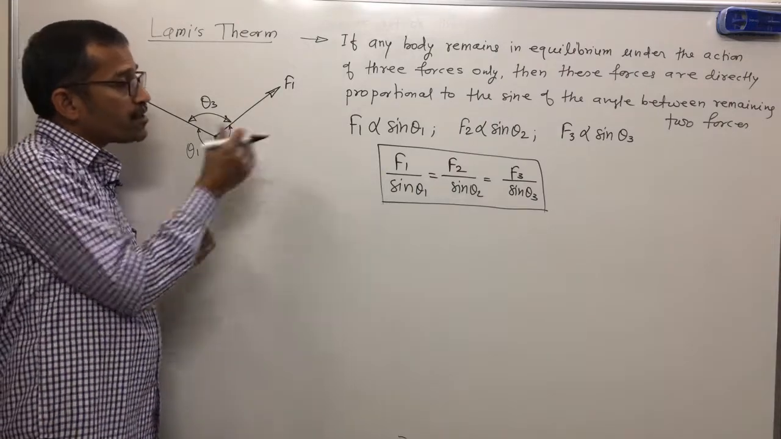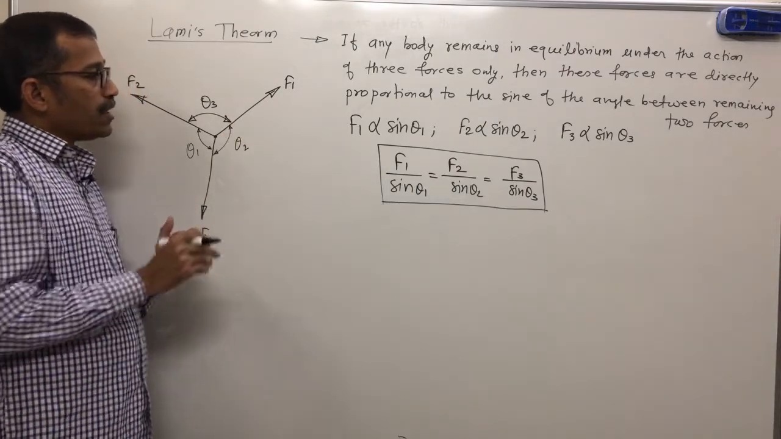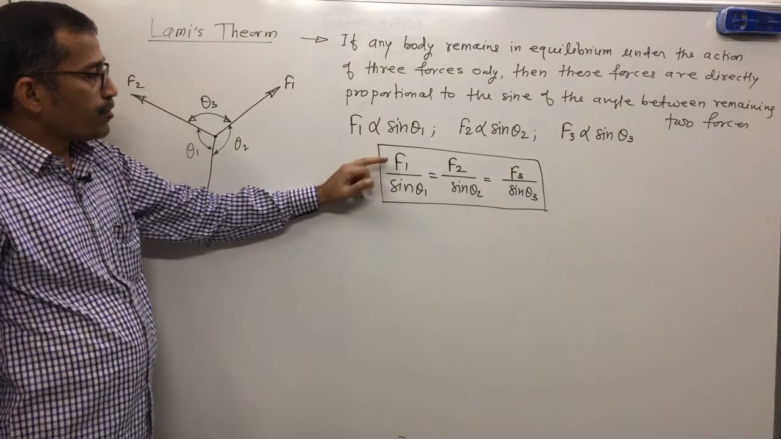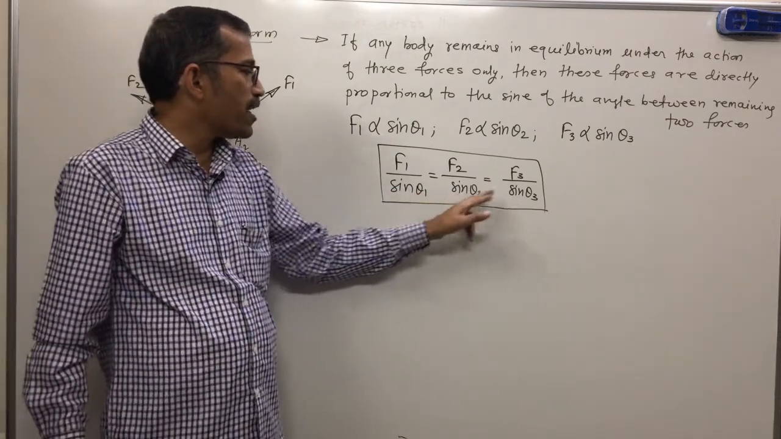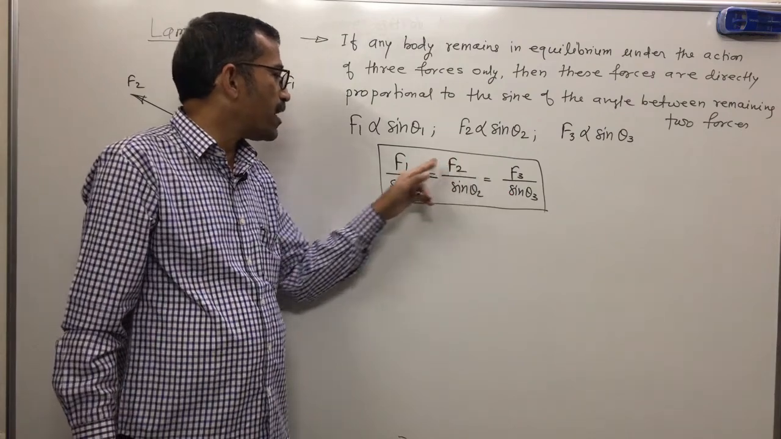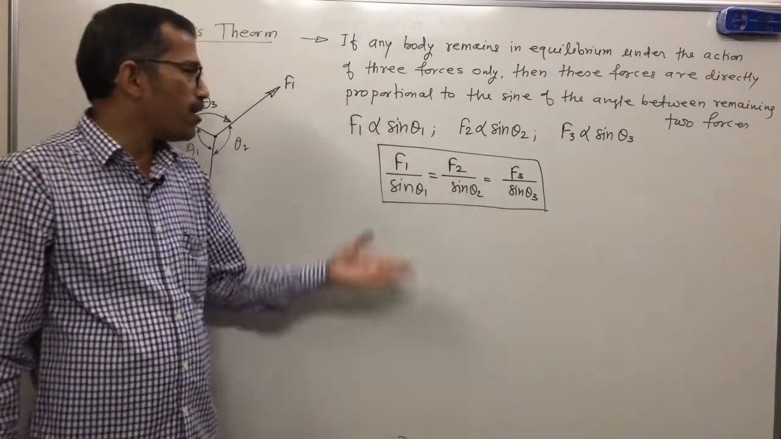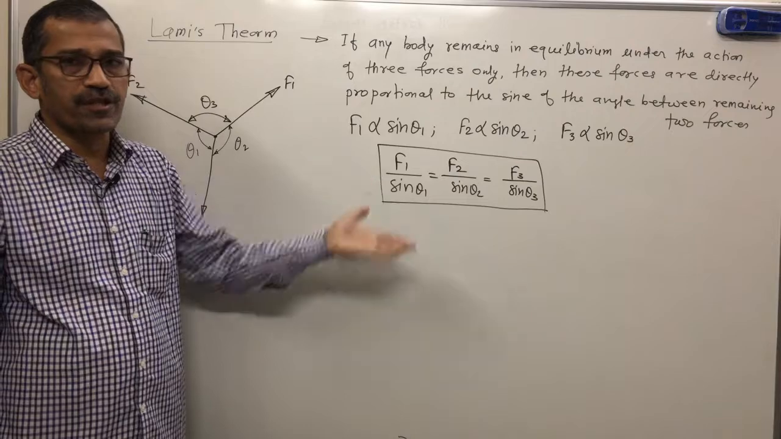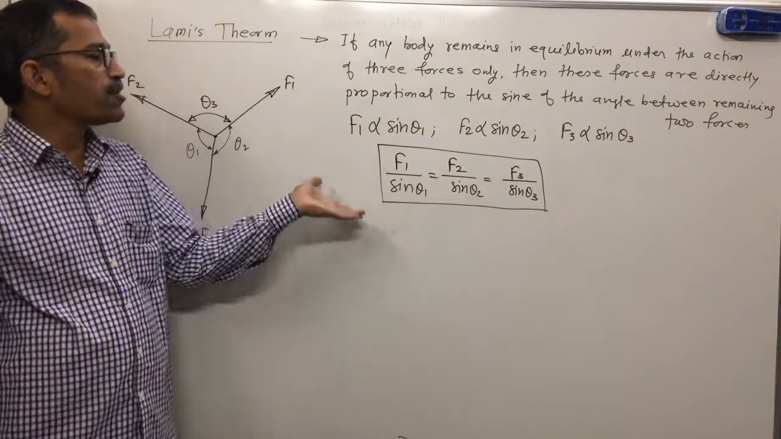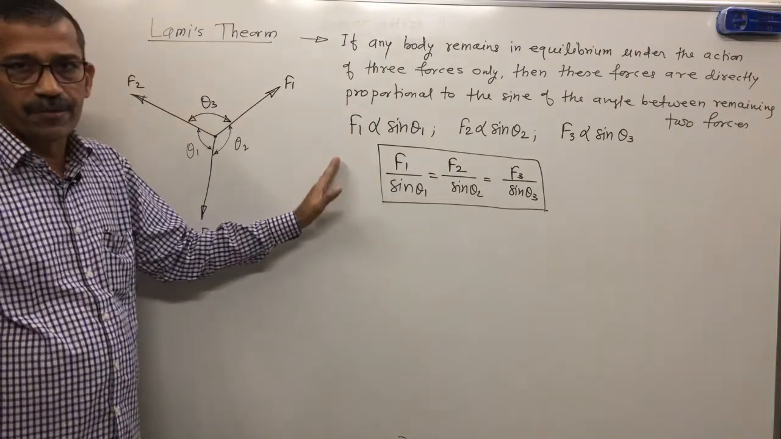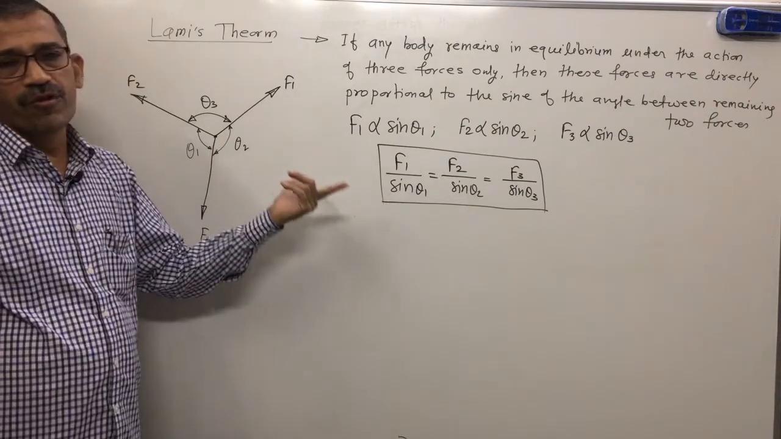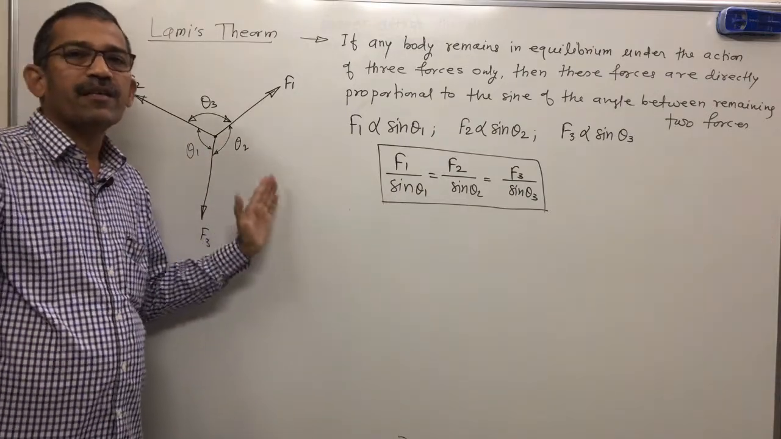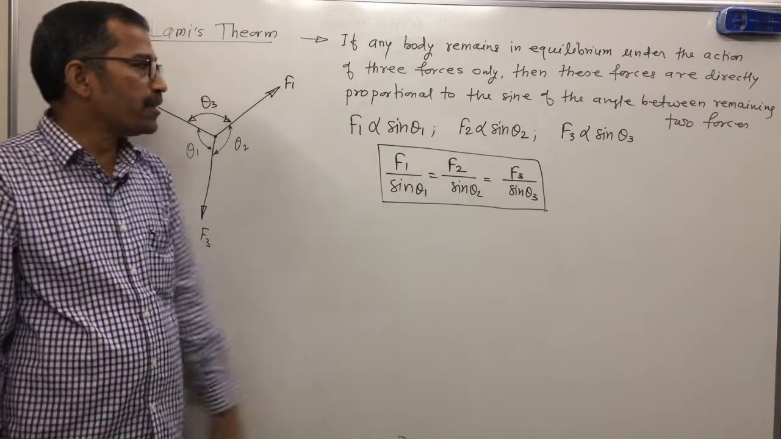But using Lami's theorem, what happens? If one of the forces is known, and all angles are known, simply substitute the angle and this magnitude, and a direct answer for F2 and F3, or any two unknown forces, is easily possible. That means this is the efficient method. In minimum time we will get the answer. If you apply summation of Fx and Fy, it becomes a little bit lengthy, right?